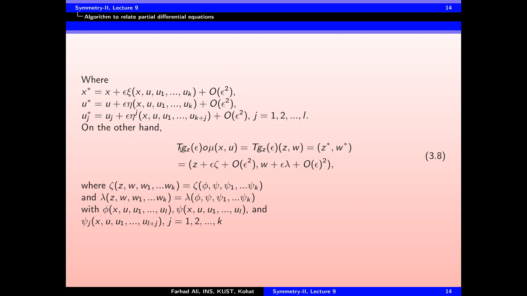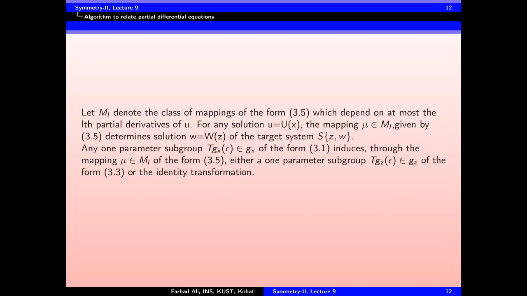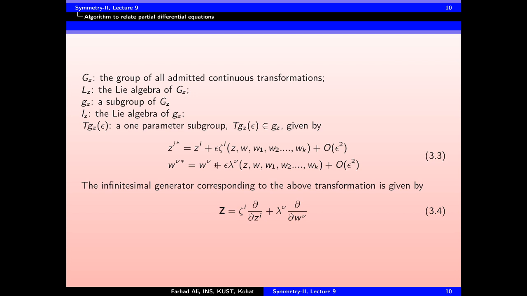Here is the same thing, but now this group action is in the target space, composed with the mu. So first you will apply mu, which will convert X and U into Z and W, and then you will apply the group action there in the target space, from which you will get Z star and W star. Z star and W star are the transformation given in 3.3. Yes, this is the transformation 3.3.